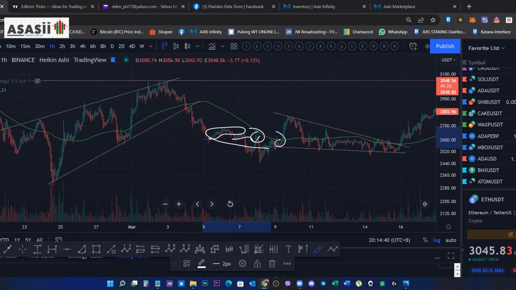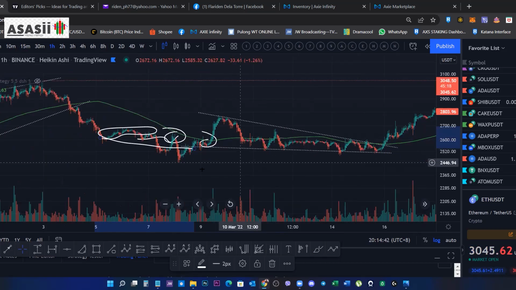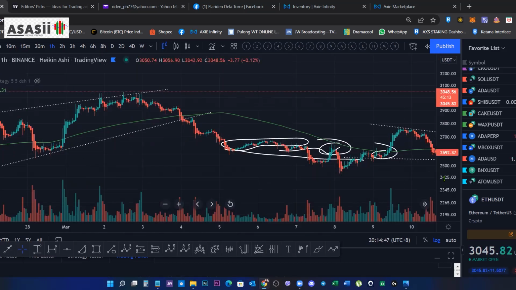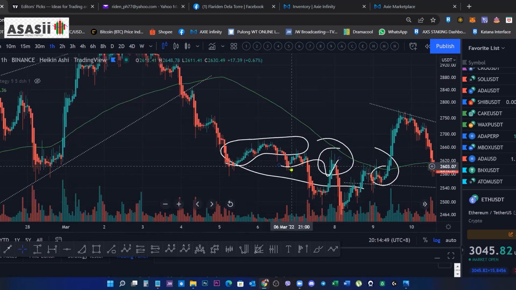Yung naaalala nyo yung kanina, dumadami na yung mga shadows natin sa ilalim, nagbago na ang trend. Kung makikita nyo, masyadong malaki na yung pagbabago ng trend dito. Sayang din to, you can take your profit already.